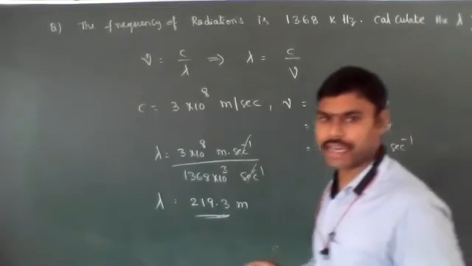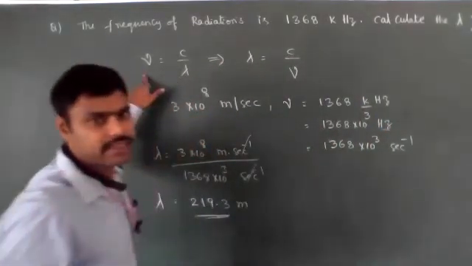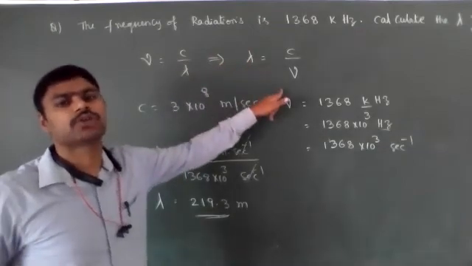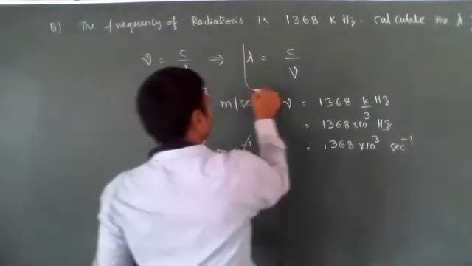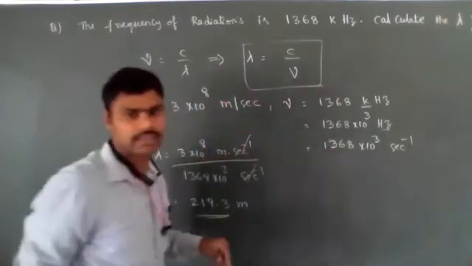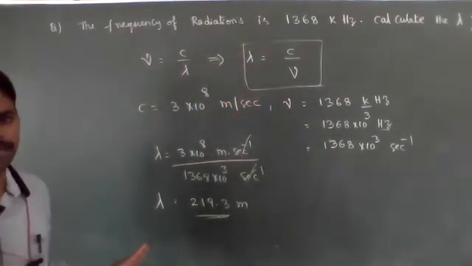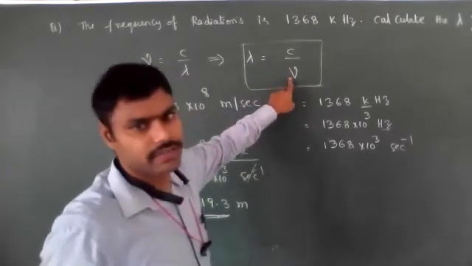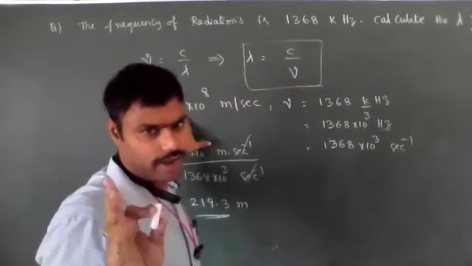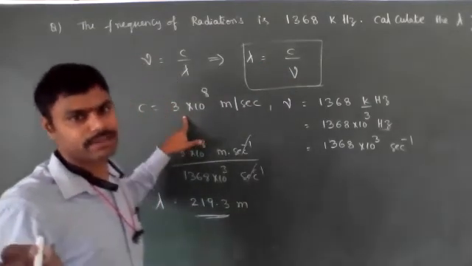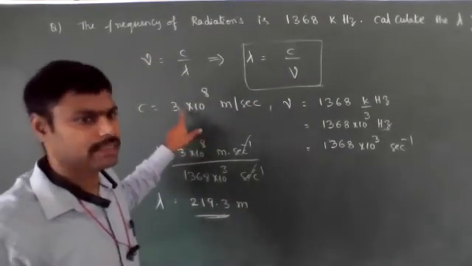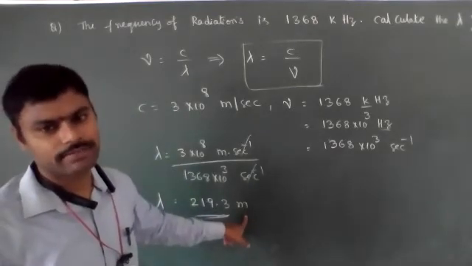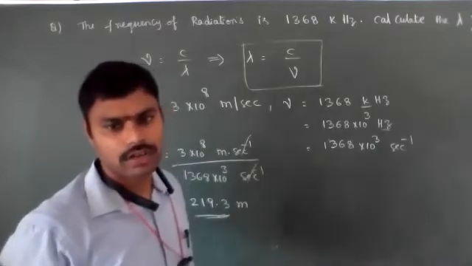In that question, the frequency of radiations is given, and we need to convert that frequency into wavelength. We know the formula: frequency nu is equal to c by lambda, so lambda is equal to c by nu. Now we substitute the c value and the nu value. For c, two values are present, meter per second and centimeter per second. So take meter per second, which means the lambda value becomes meters. If we want centimeters, we convert meters into centimeters.